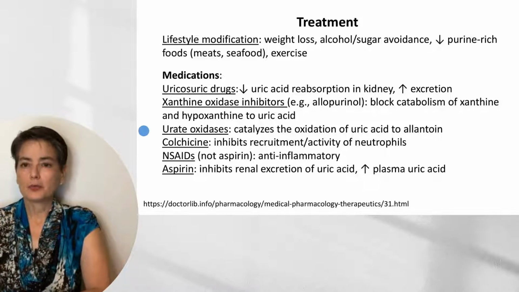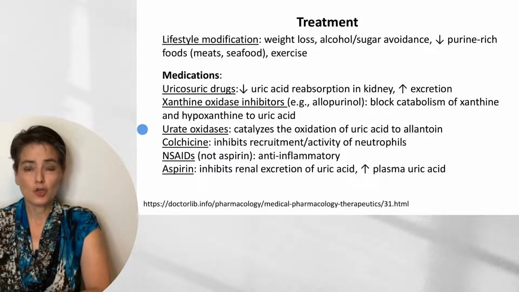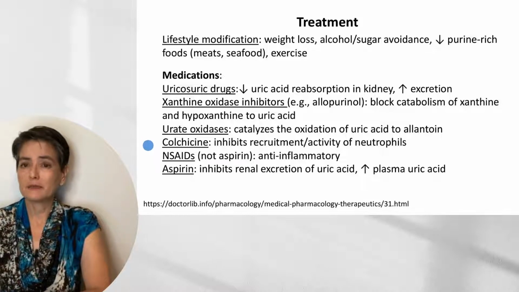Urate oxidases are particularly interesting. These are not found in humans, but we can create a recombinant protein. And what this will do is it will catalyze the oxidation of uric acid to allantoin, which can be freely excreted by the kidneys. I will leave the discussion of the mechanism of colchicine to your pharmacology instructor and simply mention that it inhibits recruitment and activity of neutrophils.